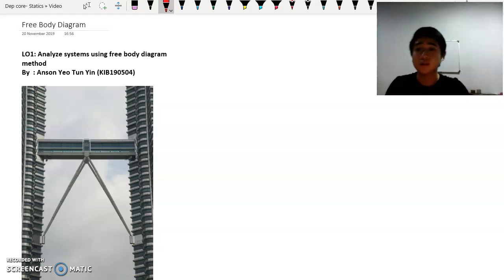Hi everyone, this is Anson, and I'll be talking about the first LO, which is to analyze a system using the free body diagram method. As for our case, we have chosen the Twin Tower as our structure, and we'll be only focusing on the sky bridge of the tower.